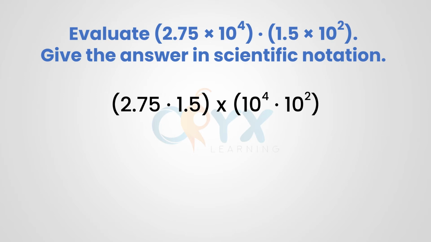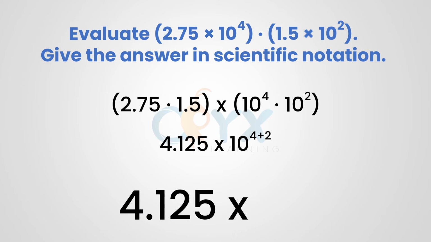Multiplying the values out, we will get 4.125 times 10 to the 4 plus 2, or 10 to the 6th. This value is in scientific notation, so our final answer is 4.125 times 10 to the 6th.